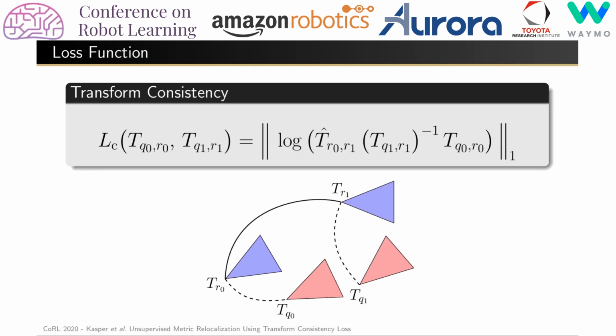The transform consistency loss is then computed from the two estimated relative transforms between each reference frame and the query image, as well as the provided transform between the two reference frames. Intuitively, we are using this provided transform to move both estimates to a shared world frame before comparing them together.